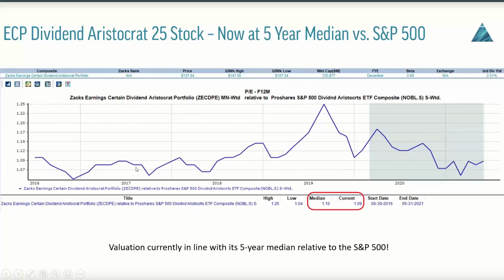The 5-year is just really, really critical. It's 5, 10, and 15 that I love to look at. And we just jump straight to the 5. We're literally trading in line with its 5-year median relative to the S&P 500. And again, that's PE on an F12M basis. And you can see where that's clocking in right here. So very, very much in line.